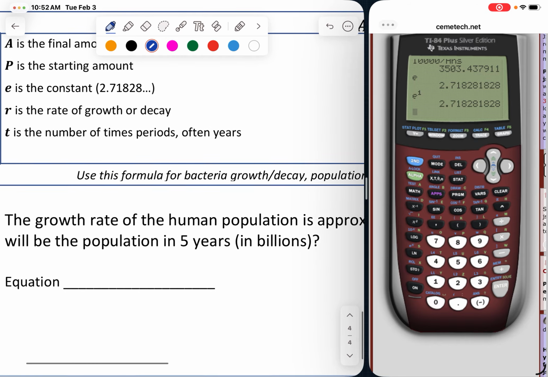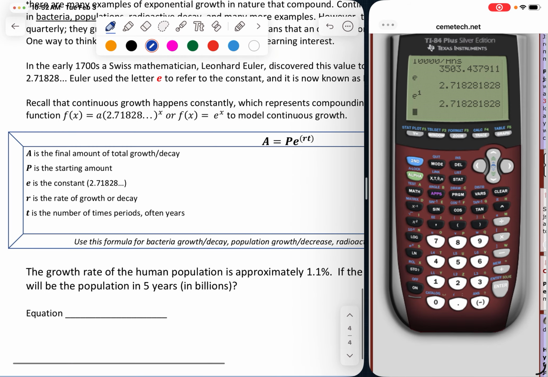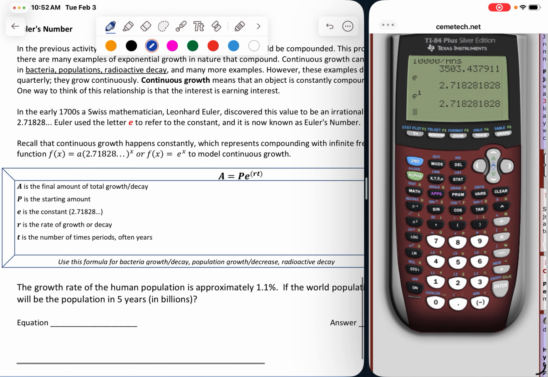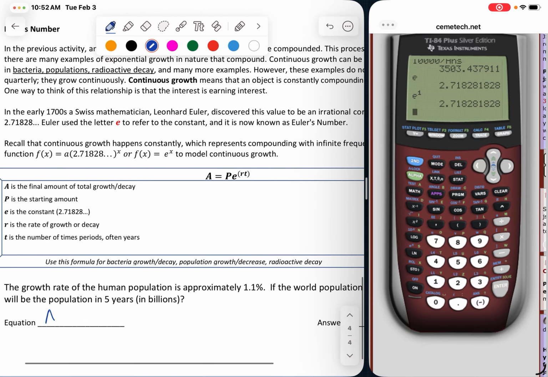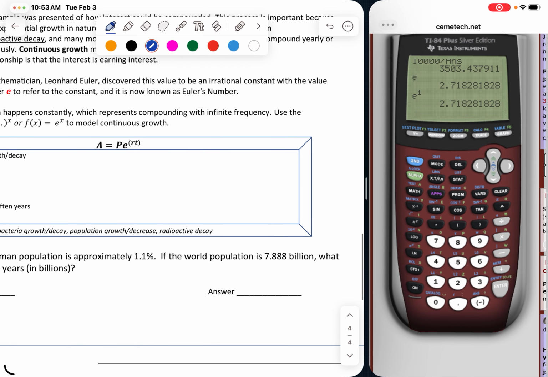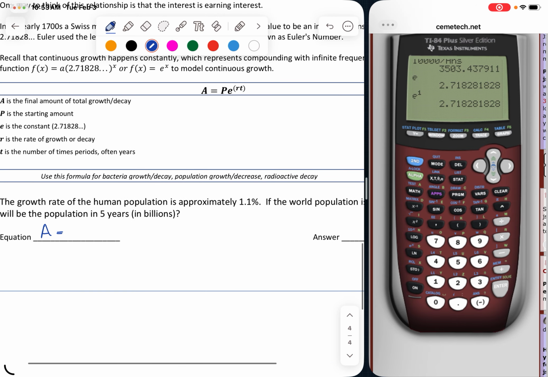So we have A equals, or y equals, right? So we need that final amount, which we are looking for. So I'm going to do A equals. And if you did y equals, nobody cares. Okay, A equals. And then I need my initial amount. So the amount that I'm talking about right now is 7.888. And I'm not going to put a bunch of zeros on it to turn it into billions. I'll just put the word billions on my answer.